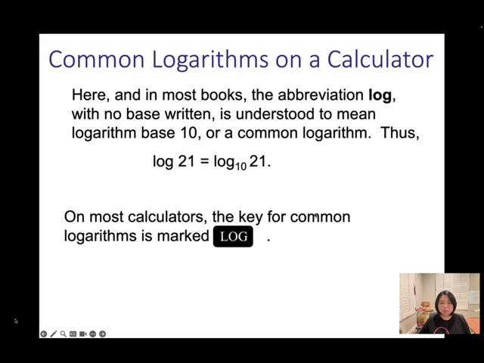On most calculators, the key for common log is marked log. It depends on your scientific calculator. On my calculator, I plug in log and then 21 and then enter, and I get the answer. But on some calculators, you may input the 21 and then press log.